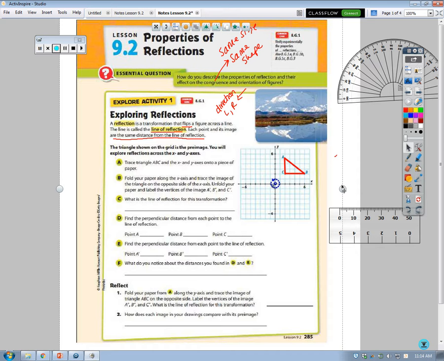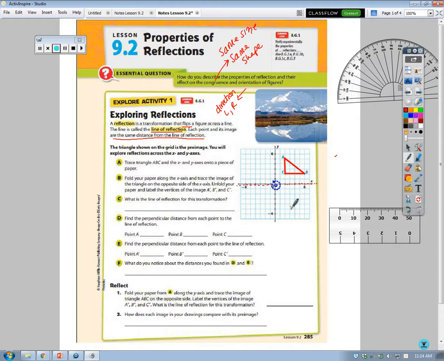So what it wants me to do now is fold the paper across the X-axis. So the X-axis is right here. So I'm going to fold my paper across that. And then when I do that, I'm going to be reflecting triangle ABC across that line of reflection. Then you unfold and label your new triangle, your image, A prime, B prime, C prime.